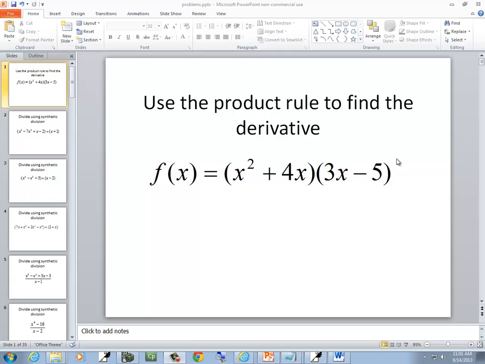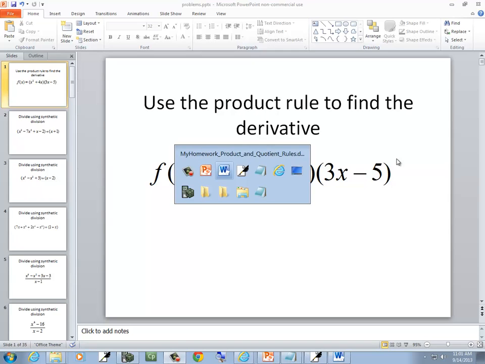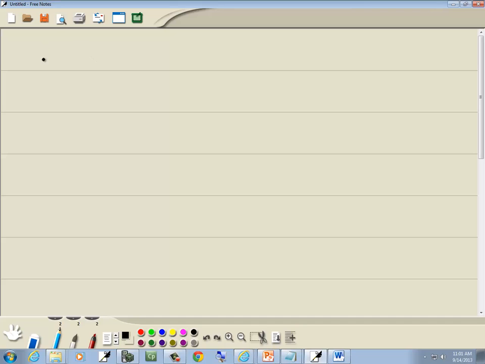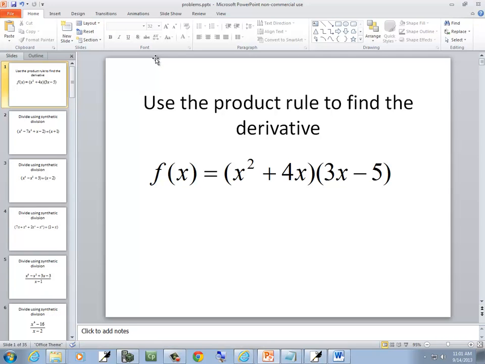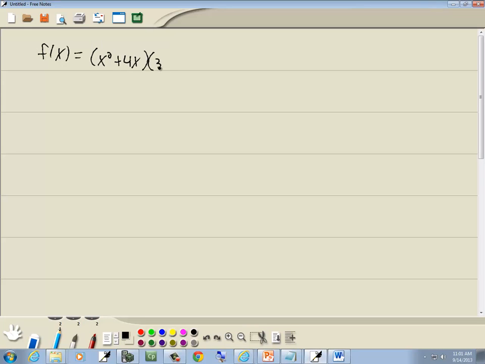In this problem, we want to use a product rule to find a derivative. So we've got f of x is equal to x squared plus 4x times 3x minus 5. This one, again, would be pretty easy to do, use some algebra, just multiply these together. But they want to specifically use a product rule. So product rule says you got something times something else, which is what we have here.